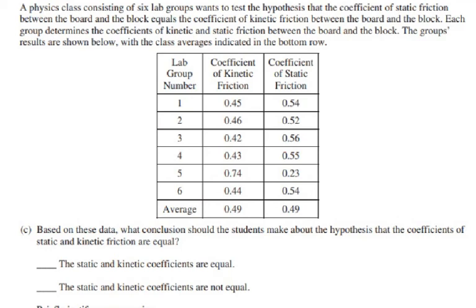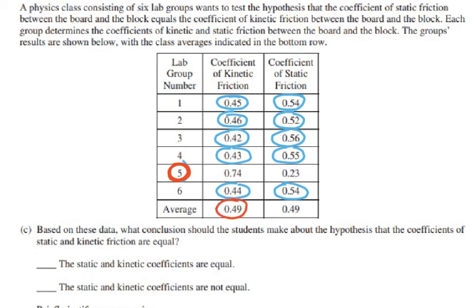So when I look at the data, I see some consistency. I have 0.54 for the coefficient of static friction, 0.52, 0.56, 0.55, 0.54, and then I see the same consistency for 0.45, 0.46, 0.42, 0.43, and 0.44. So there are 6 groups. Looks like group 5 has some inconsistency. If they were using the same block on the same inclined plane, they should not be getting these numbers. So for some reason, their numbers are not aligned with the other groups.